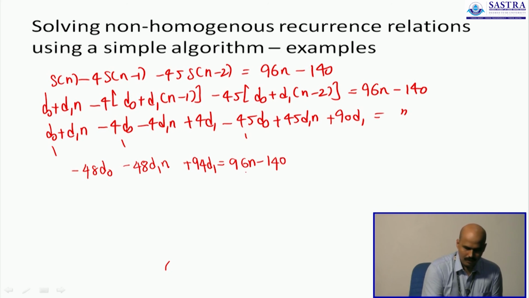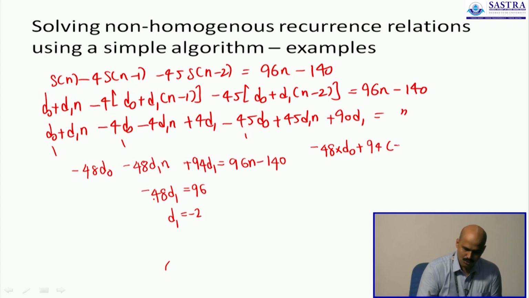So comparing the coefficients, we have minus 48 d1 giving us 96, or d1 is just minus 2. If we use the value of d1 as minus 2, minus 48 times d0 plus 94 times minus 2 is going to give us minus 140.